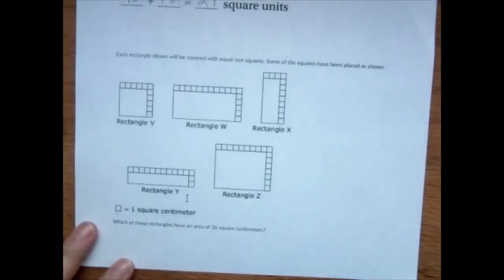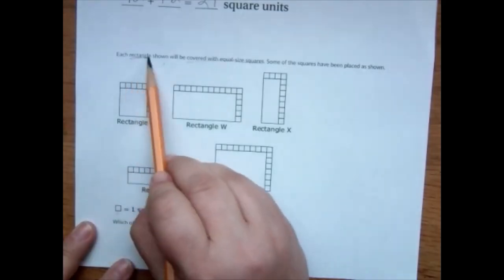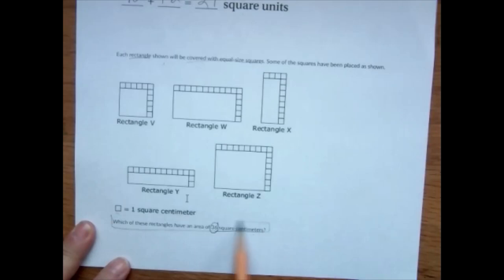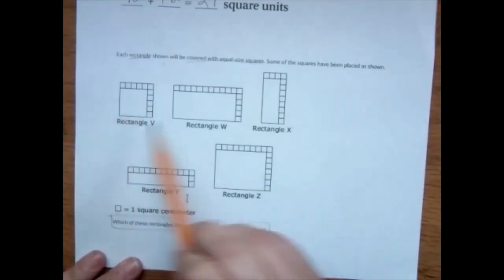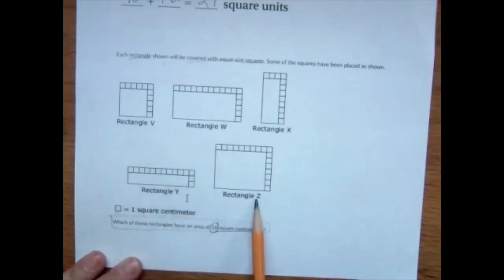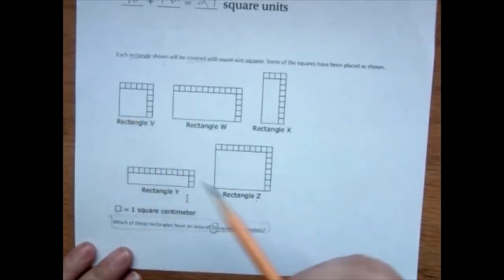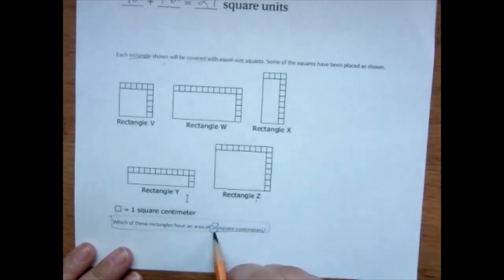All right, so first I'm going to go through my problem solving process, of course. I'm going to circle the numbers and underline my important information. Covered with equal size squares. Okay, and I know that they're rectangles. And I'm going to box my question. And now I can go into the actual solving of my problem. So for each of these rectangles, V through Z, I'm going to have to find the area for every single one in order to find out which one or ones have 36 square centimeters as the area.